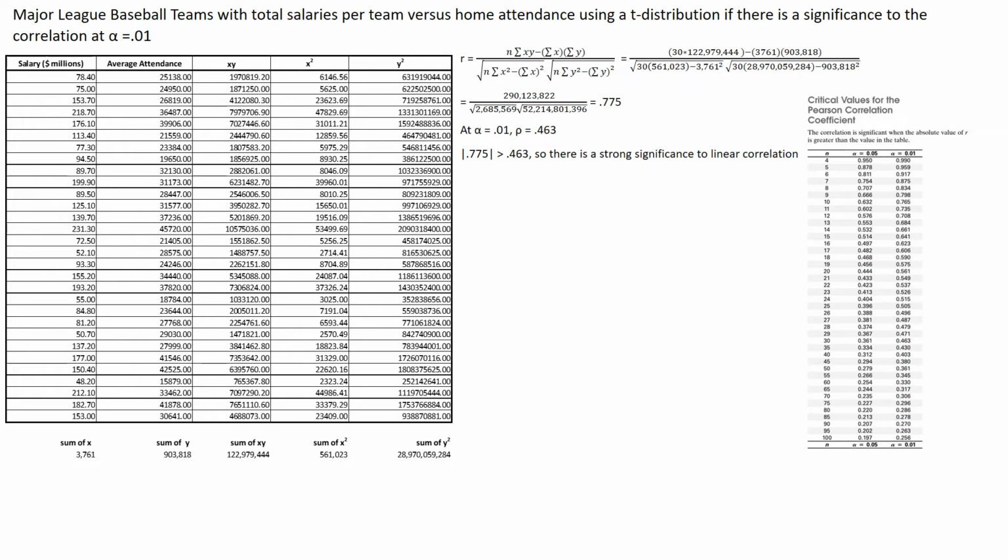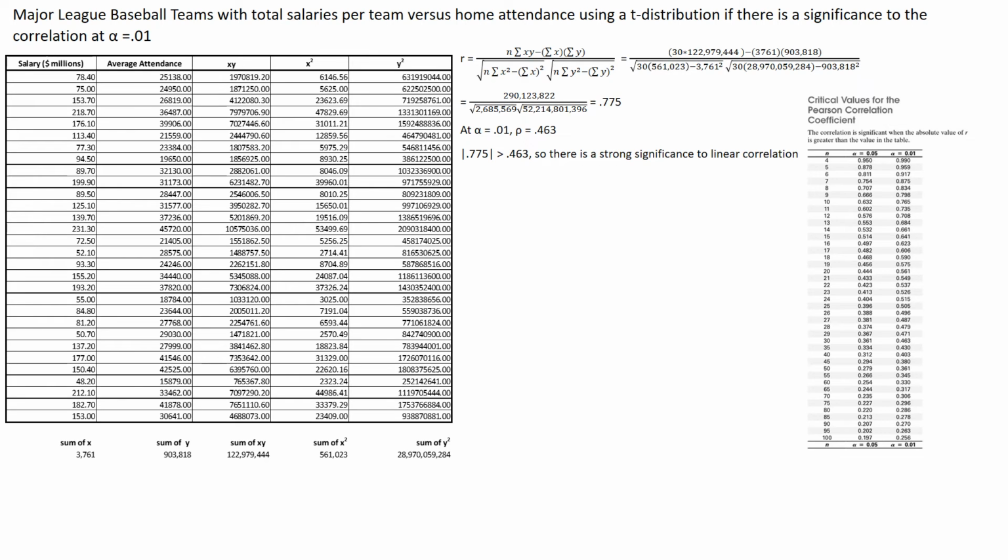Now, on this one here, I've got the data for 30 major league teams based on the salaries per year in total for all the players and the average attendance. So I want to know, is there a correlation between salaries and attendance? I used Excel. This is why I like using Excel. It's easy to sum all this up.